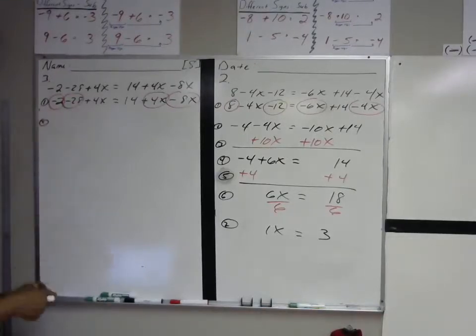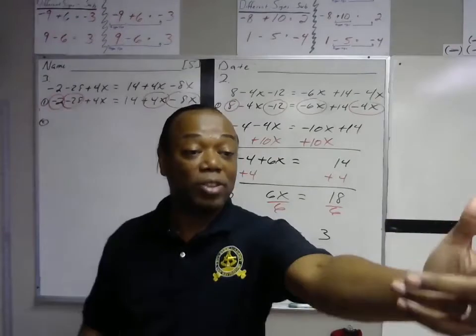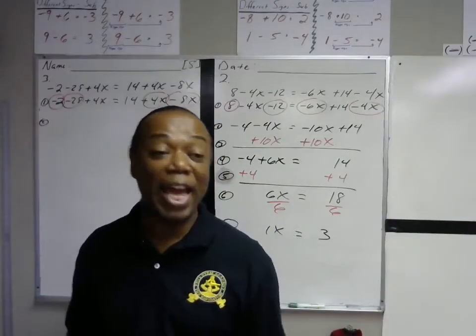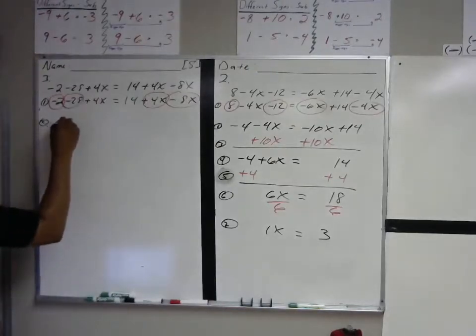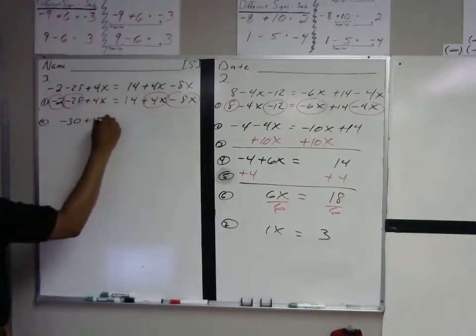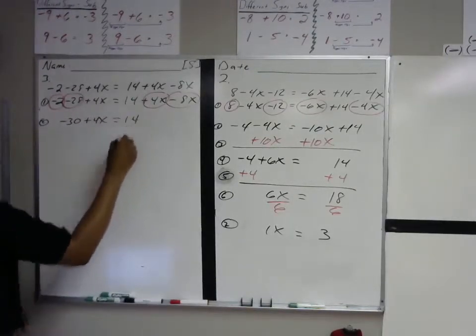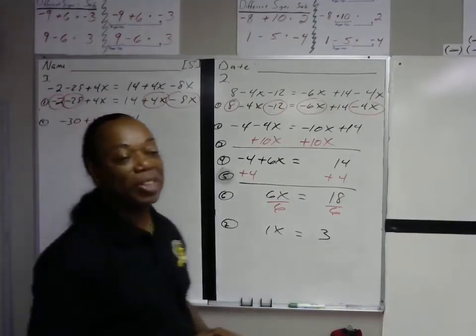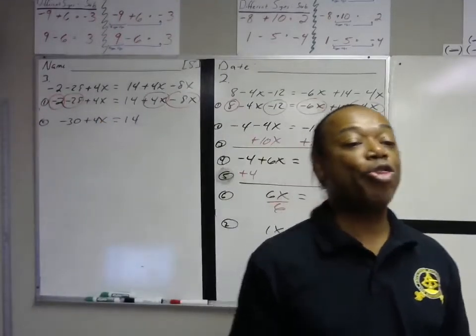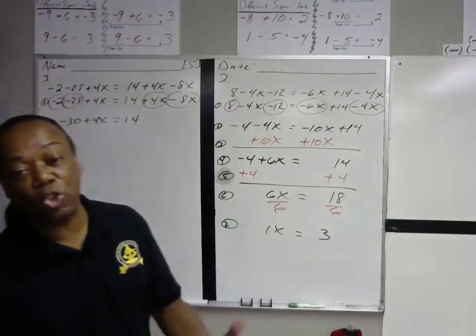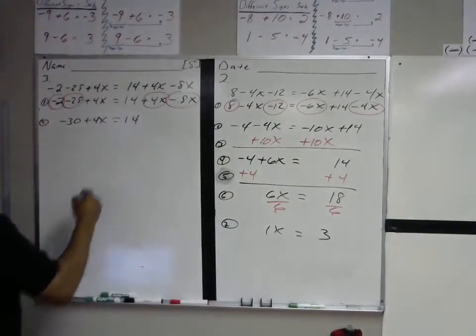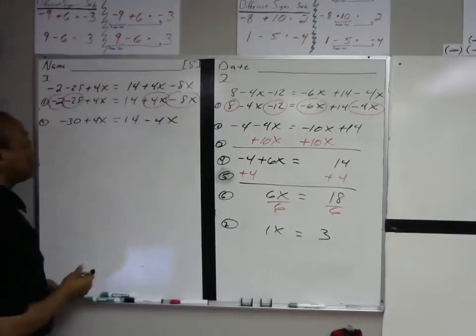A -2, -28. Those are same signs. -30. Exactly. Same signs and bigger sign wins. -30. Very good. So -30 plus 4x. On the other side, we have a 14 with a +4 and a -8. Those are different signs. Exactly. Different signs subtract, bigger sign wins. -4x.